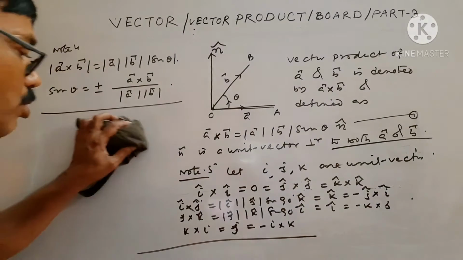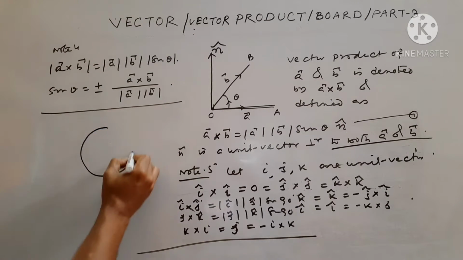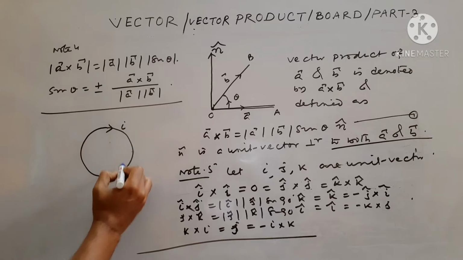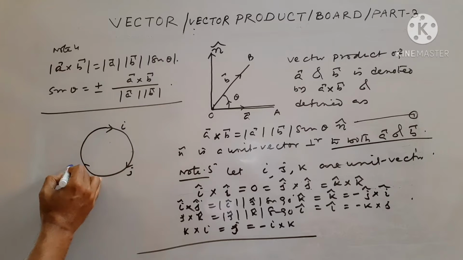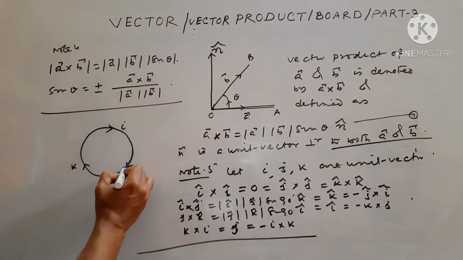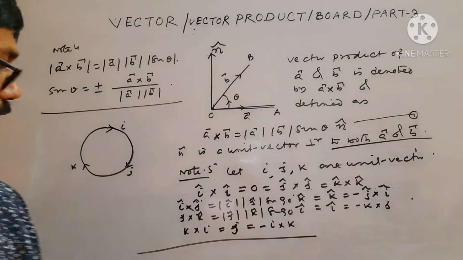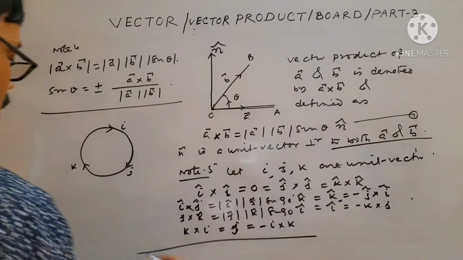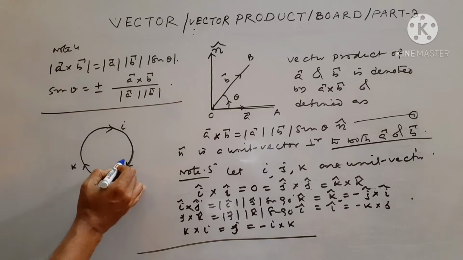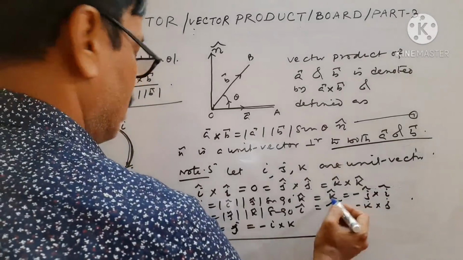So how to recall this result? Look, i, j, k are taken in cyclic order. If we take i cross j, it is in cyclic order, and we get the remaining vector k. i cross j equals k. Look, j cross i: cyclic order is not maintained, so j cross i is minus k.